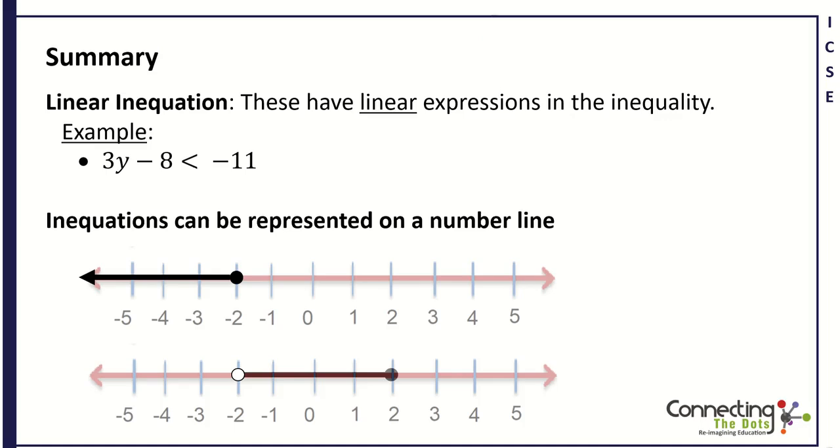So a quick summary: a linear inequation has linear expressions in the inequality. There is an example. Inequations can be represented on a number line, and we have seen several examples of that kind. For example, this number line representation indicates all real numbers which are less than or equal to negative 2. This inequation represents all real numbers between negative 2 and 2, but negative 2 is not included, 2 is included. And how do we write that? So this is the way you can represent a linear inequation on the number line.